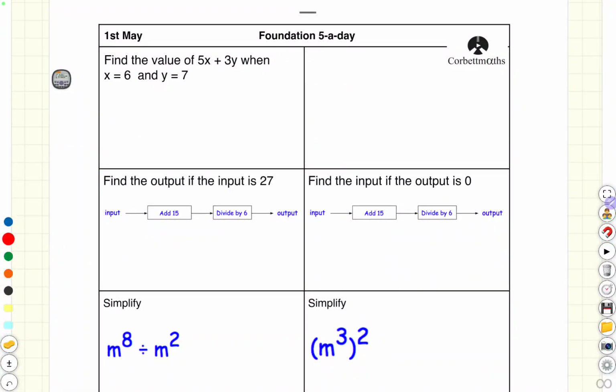Question number 1. Find the value of 5x plus 3y when x equals 6 and y equals 7. So let's just do substitution. So 5 lots of 6 plus 3 lots of 7.